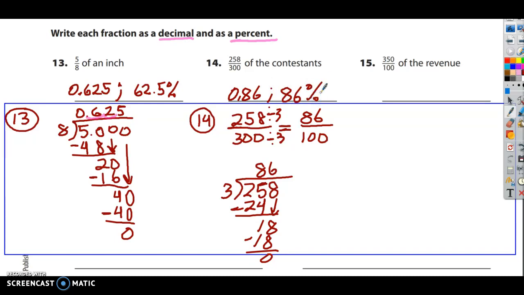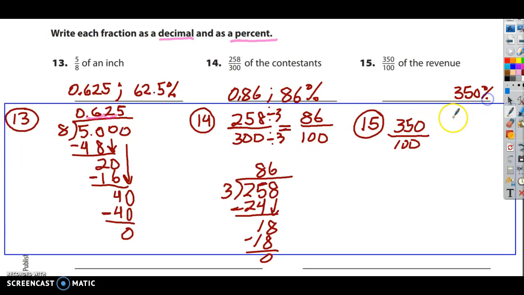All right, number 15 is going to be the most confusing looking problem, but it's going to be the easiest. Here's why. 350 out of 100. What does percent mean? It means out of 100. So if we already have a fraction out of 100, then our numerator is both the percent and the decimal. So the percent is going to be 350%.